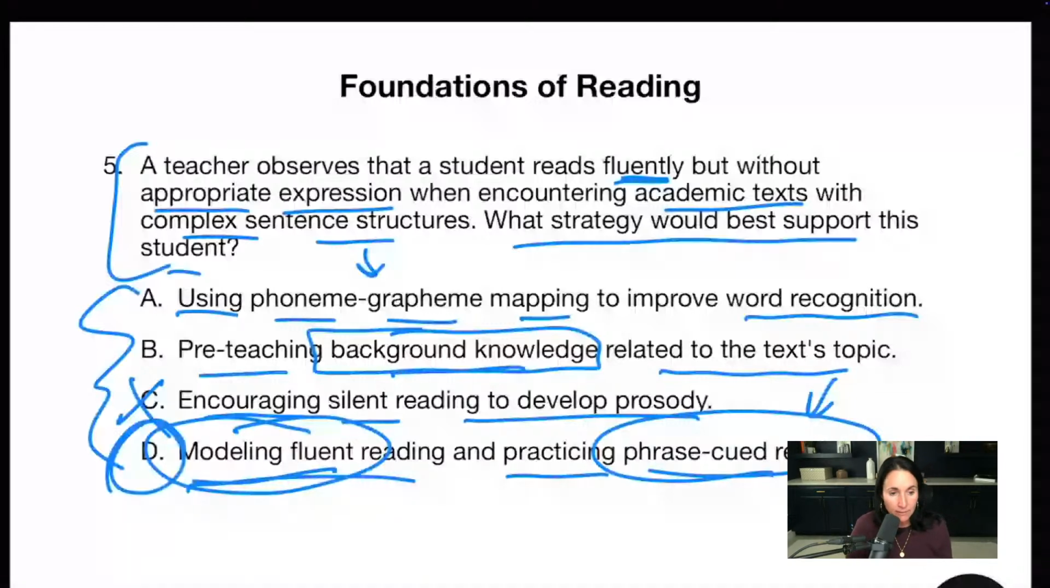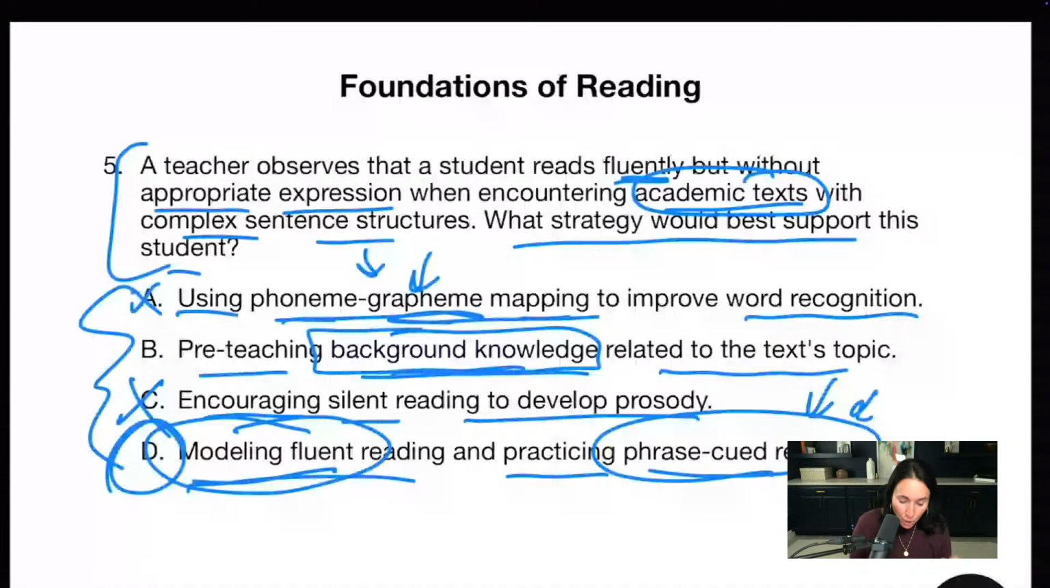Right here, model it, show the student. Also, phrase cued reading would be to take out phrases. So these tough academic texts could be chunked out. It's kind of like chunking the text. Phoneme grapheme mapping is too low of a skill. I like this approach, but this is not the appropriate approach. So I can cross that out.